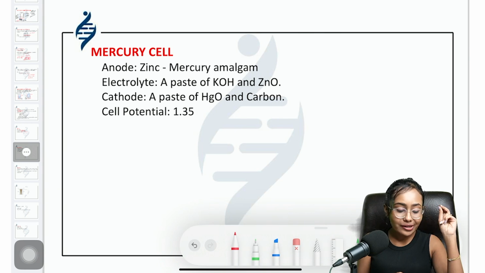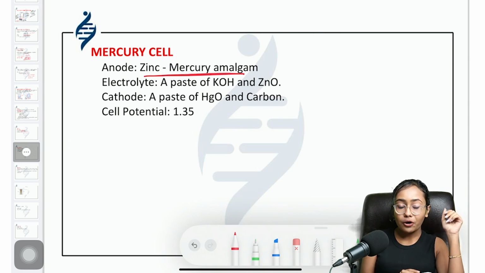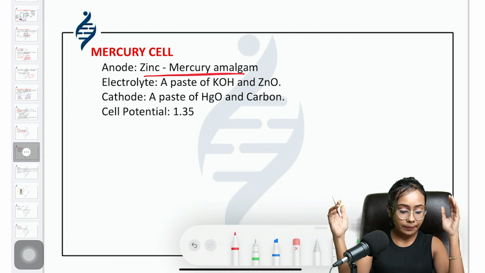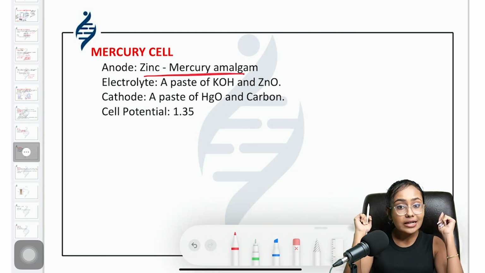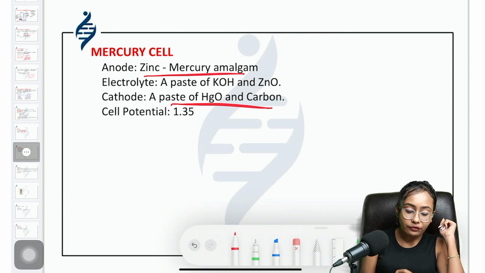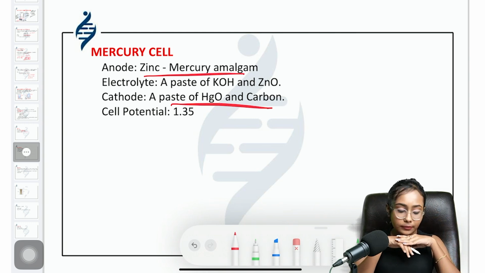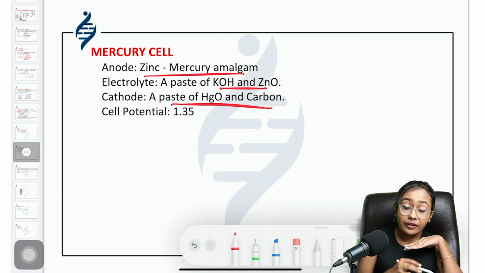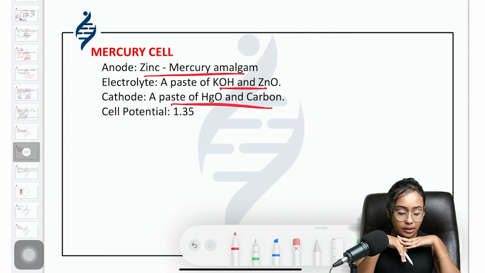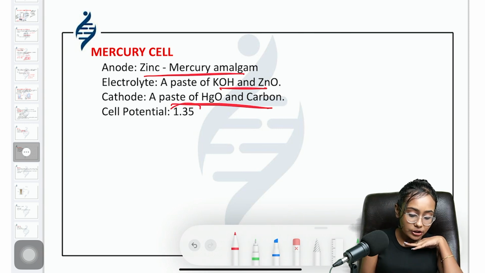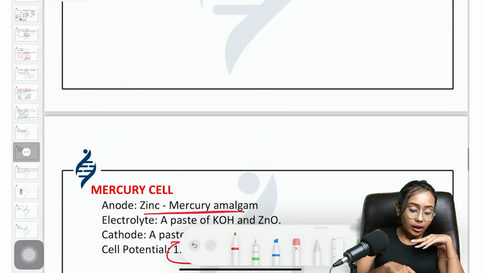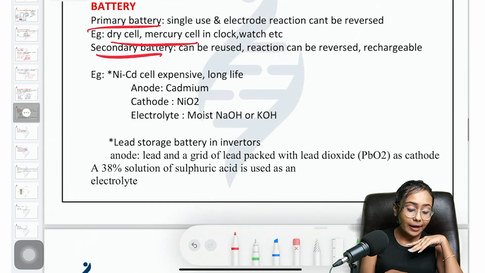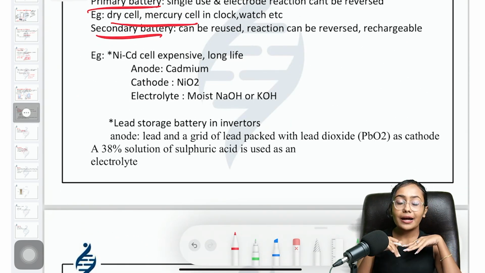Mercury cell. In mercury cell, the anode is a zinc mercury amalgam, an amalgam of zinc and mercury. The cathode is a paste of HgO and carbon. And the electrolyte is a paste of KOH and zinc oxide. Okay, ZnO. And the potential is 1.35 volt. So all these are examples of primary battery. We need to know about the secondary batteries too.